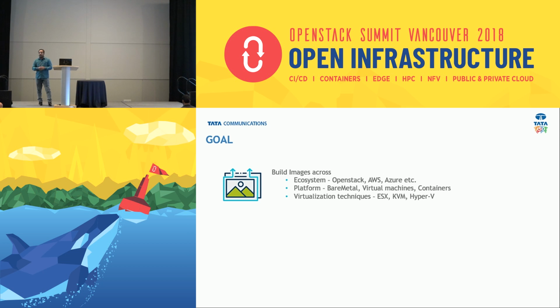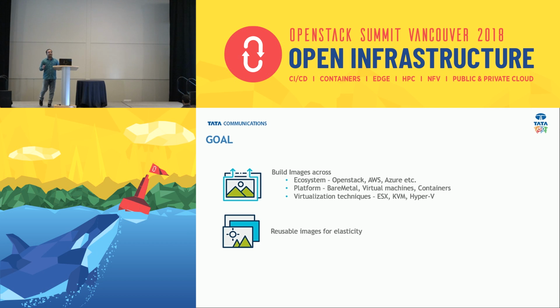Then you talk about platforms, because today in the hybrid world, it's not necessarily that a customer comes and says, I want only VMs for my ecosystem. I may want to host my web on containers, my database on virtual machines, and use some analytics on bare metal. So he would probably want an ecosystem. He wouldn't want something very specific to our VMs, right? So we should be able to create images across that. And virtualization techniques, because we are hybrid, so we have to support image creation for ESX, KVM, and Hyper-V all.